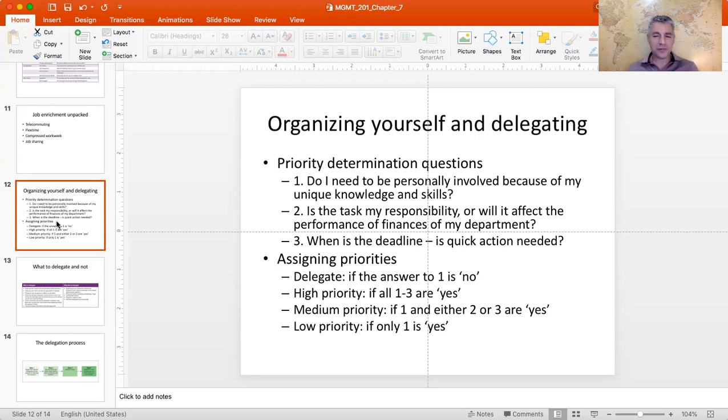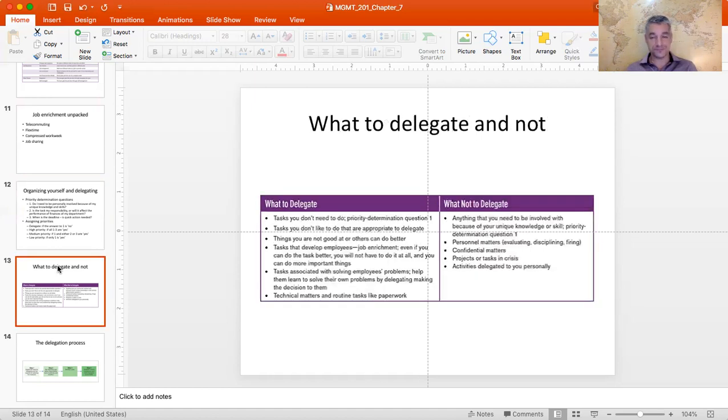If you have to do it, but only question 2 or question 3 is a yes, right? So it will either affect you or it needs to happen quick, then it becomes a medium priority. So you do those high priority tasks first, medium priority later. And then if you only answered yes to question one, so only you can do it, but it doesn't really affect you and it's not particularly urgent, then that's low priority. Don't waste your time, don't waste your effort doing that. It can definitely wait. You can do it later.